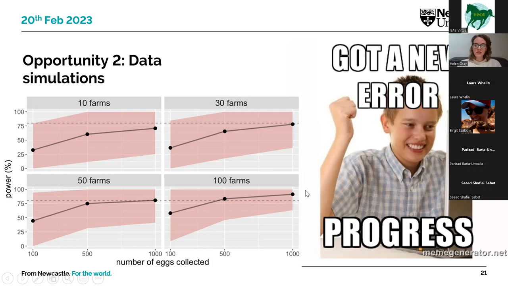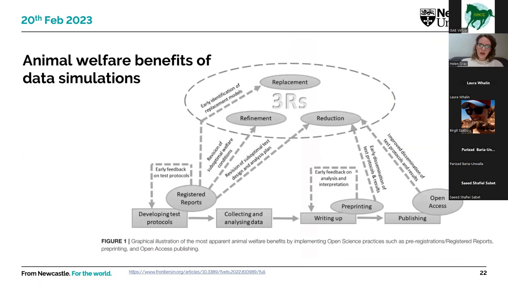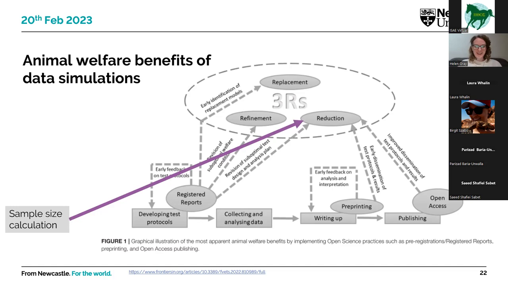I think that there are animal welfare benefits of doing data simulations such as this. So to take a lovely figure from Christian and Tobias's paper, which I highly recommend reading, it goes through different open research practices and how they impact on the three R's of replacement, refinement, and reduction. But I just wanted to put sample size calculations in here too, because if we know that our studies might be underpowered and therefore decide not to do them, then we reduce the number of animals used in scientific protocols.